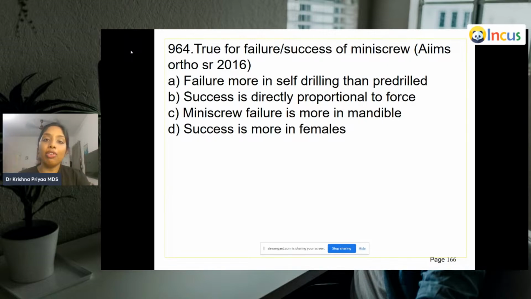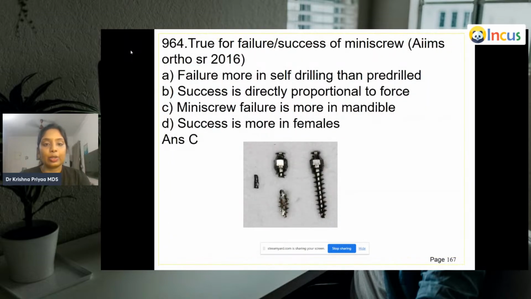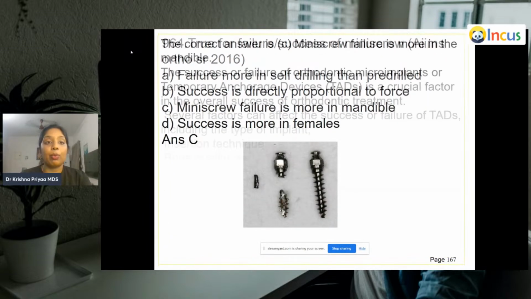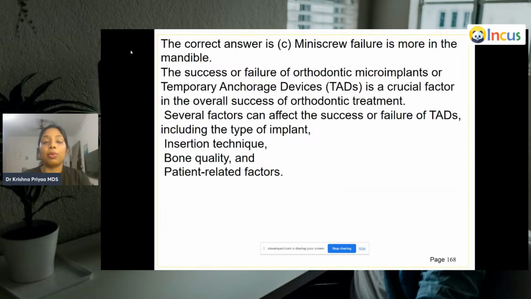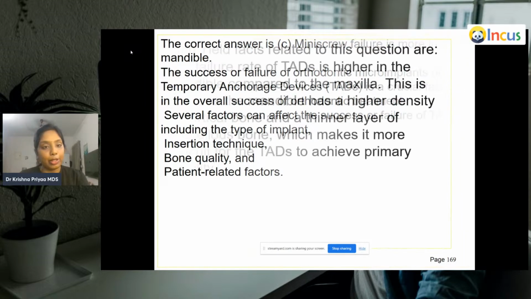Obviously, when you give more force than necessary, it will break and result in instability. So the answer is that failure is more in mandible. Why? Because in the mandible the bone thickness is high, and thereby the stability of implants in the mandible is pretty low. There are several factors associated with it, which include the type of implant, insertion technique, bone quality, and also factors associated with the patients.